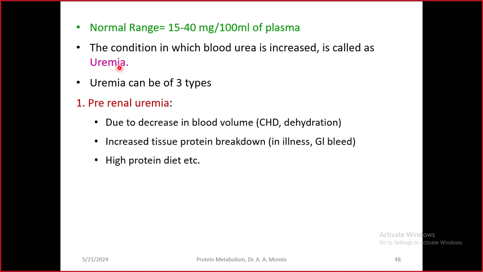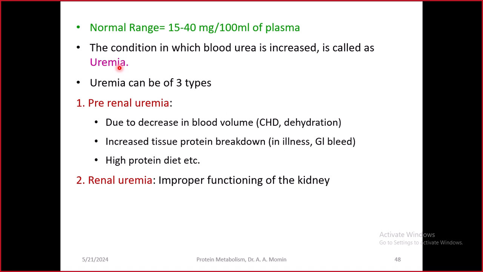When we take a high protein diet, there is more conversion to amino acids, more formation of ammonia and more formation of urea. But it is a physiological condition. Once all the protein is digested and converted to urea, and the excess urea is excreted, the urea level is maintained at normal. The second type of uremia is renal uremia.